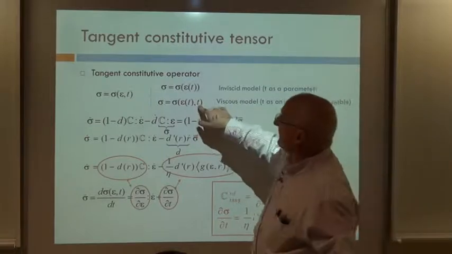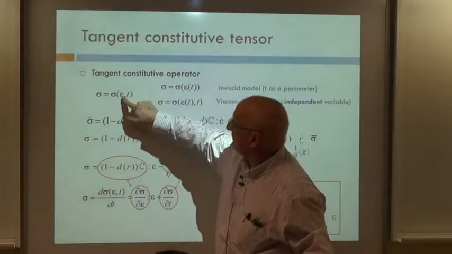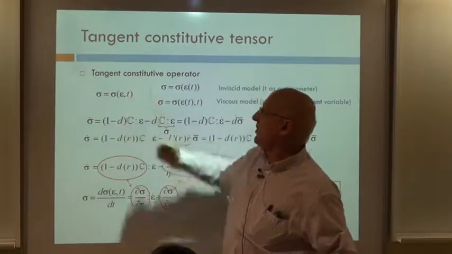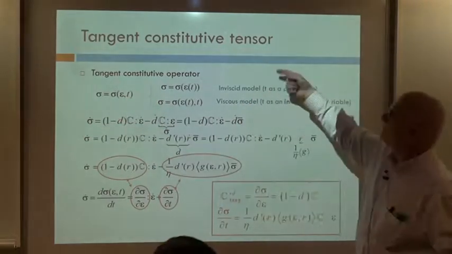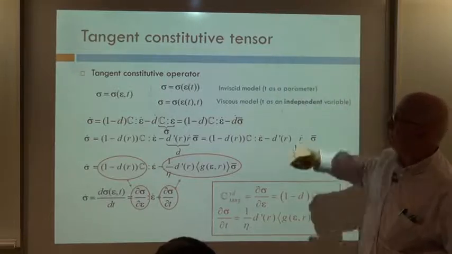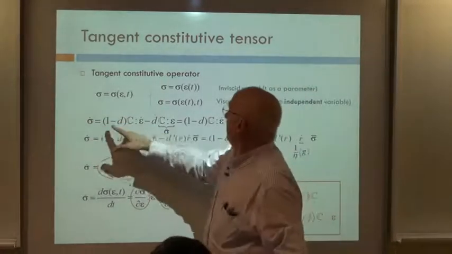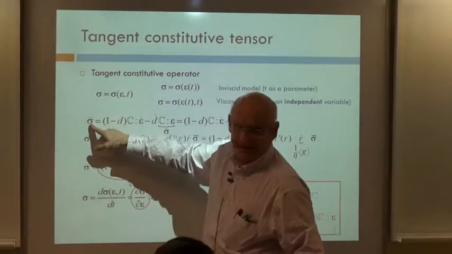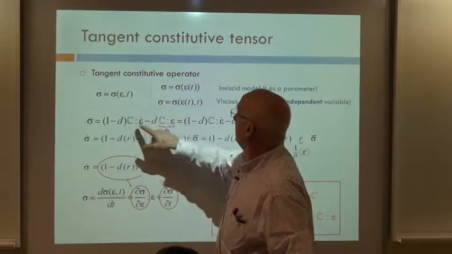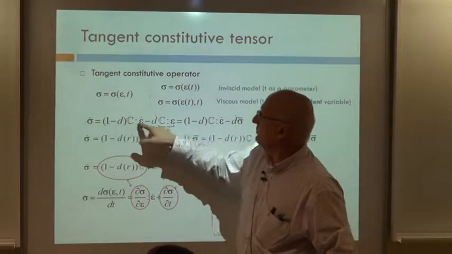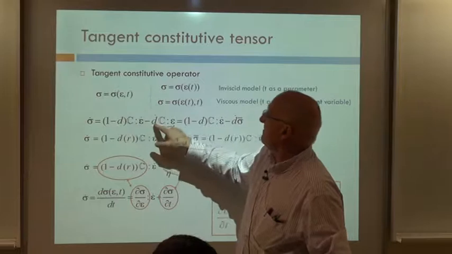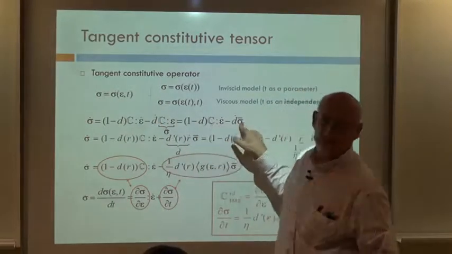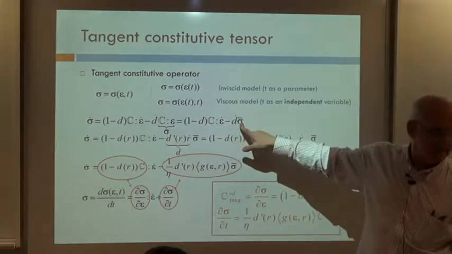So the transition is that the stresses depend on the strains, but also, through some additional internal phenomenon, on time. Well, what is the consequence of that in the tangent constitutive operator? Well, again, if you compute the evolution of stresses, that would be the evolution of strains minus d dot times C epsilon, which is sigma. That's the same that we obtain in the inviscid case. Okay?